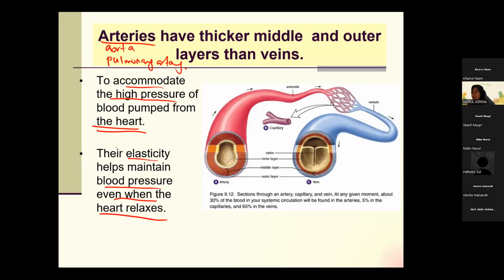Okay, so remember, a small branch of artery we call an arteriole, the smaller branch of vein we call a venule. Because we are going to encounter these names a lot in chapter 6 later.